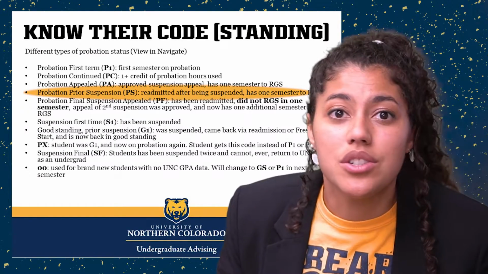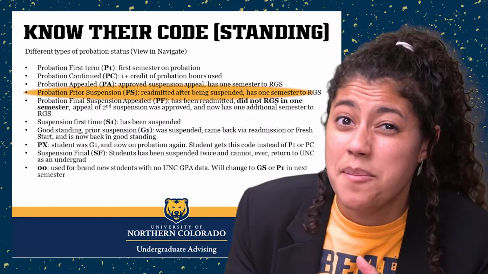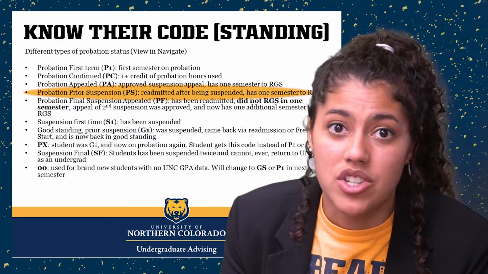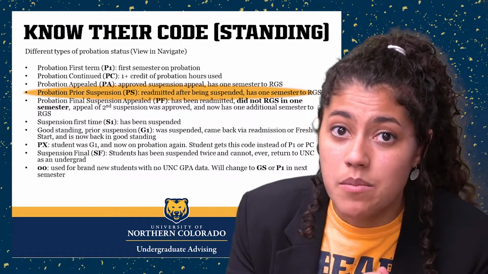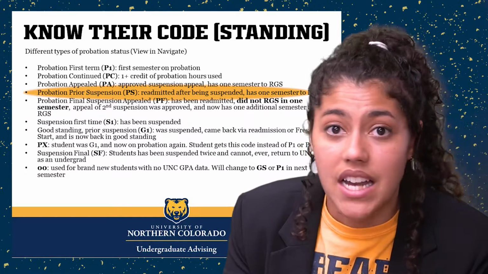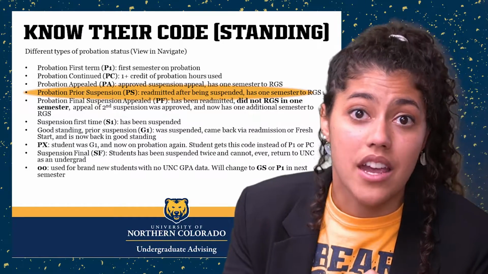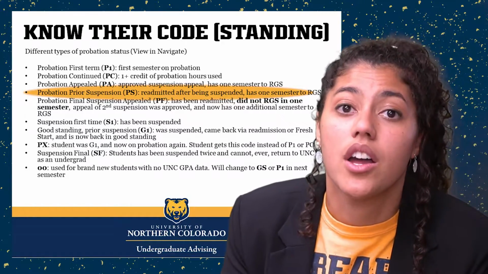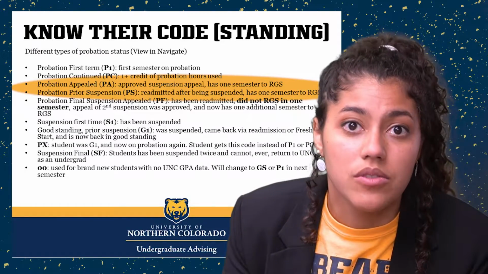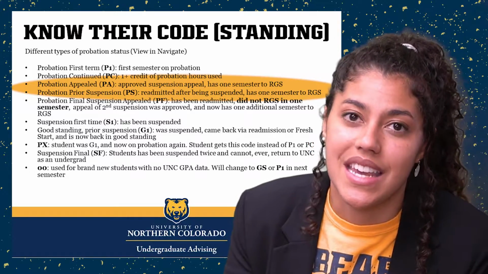Now these PS students are really important and in a bit of a tough spot, because if they are suspended twice from UNC, that second suspension is permanent. So if they aren't able to get back into good standing this semester and they have a denied suspension appeal, they can't ever come back and be a bear. They are permanently suspended from undergraduate work at UNC. So PA, PS, really crucial ones because they only have one semester to get back into good standing.